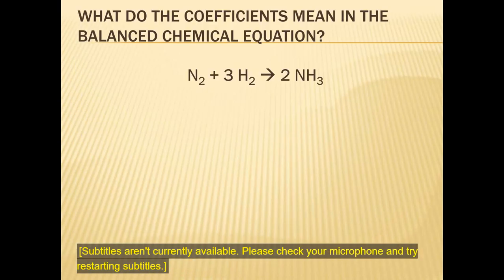All right, so what do coefficients mean in a balanced equation? They're just the ratios. So for every 1 nitrogen, I need 3 hydrogens to make 2 ammonias.